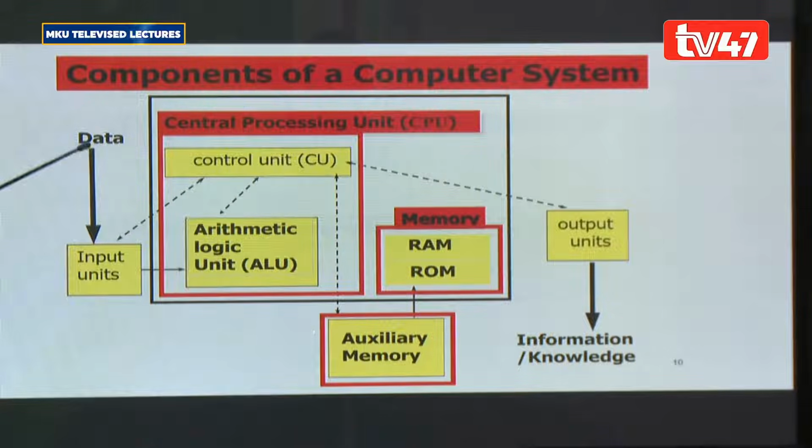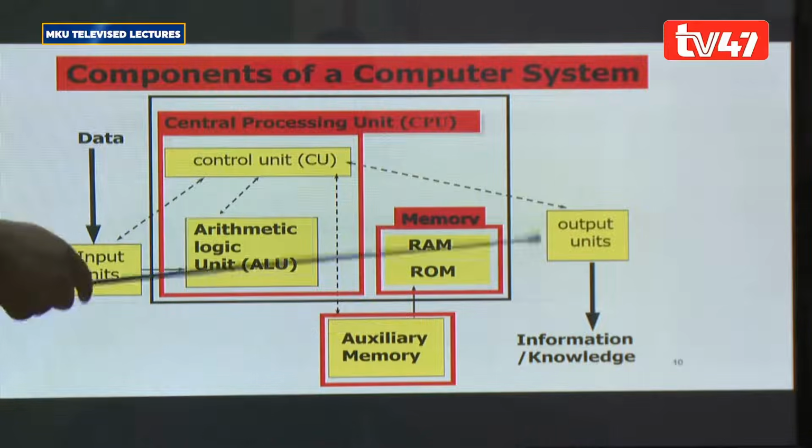The first part is the data, and we define data as raw facts and figures. In IT, we also include symbols and unstructured data. So the data moves from this form to the input unit. Examples of input units include the keyboard, the mouse, etc. After data moves from the input devices, it goes straight to the central processing unit.